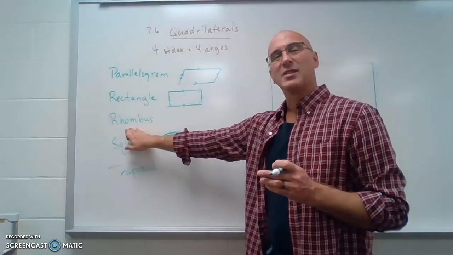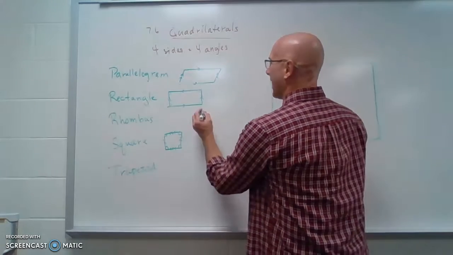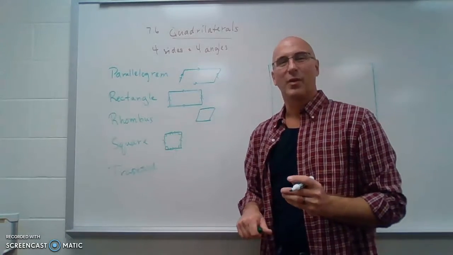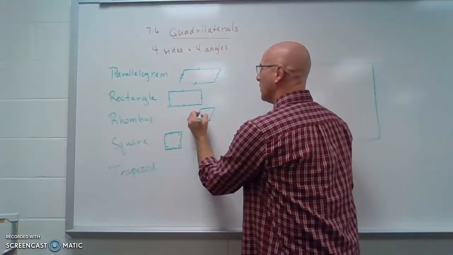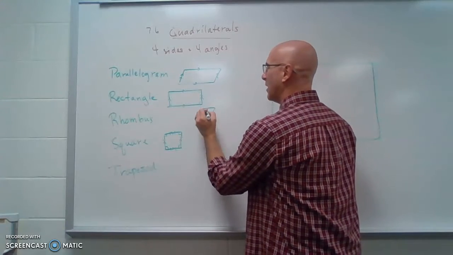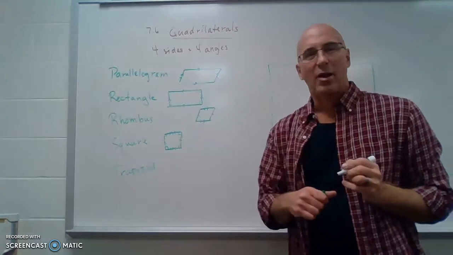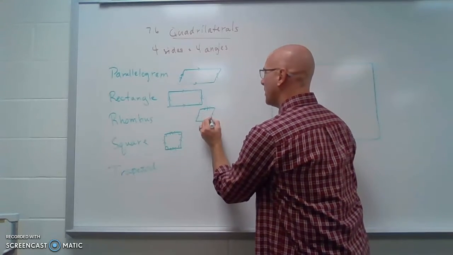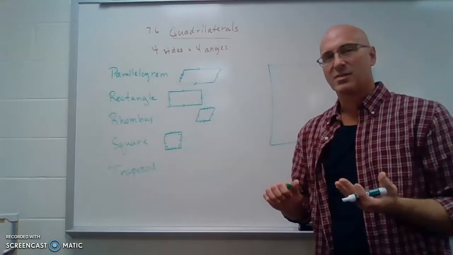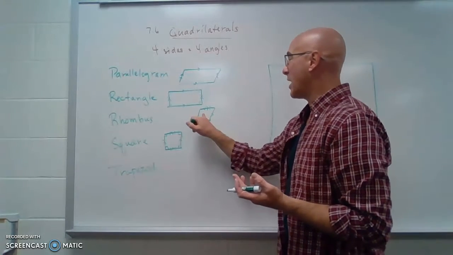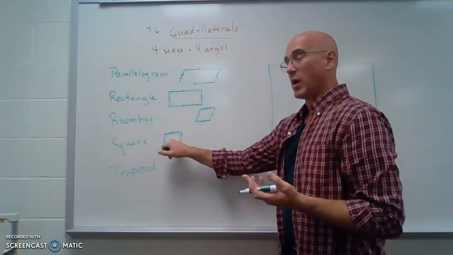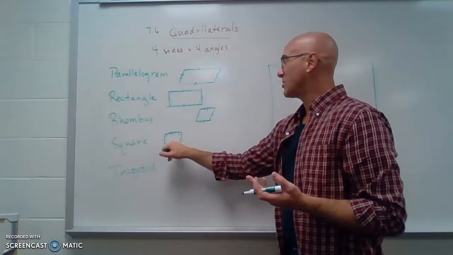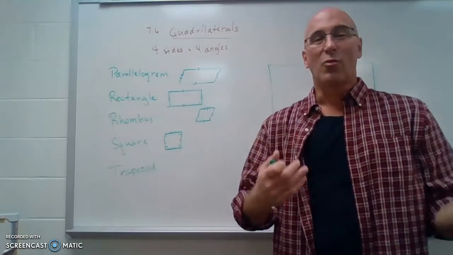Now, a rhombus, and what I always referred to that as is the squished square. Okay? We have 2 pairs of parallel sides, the ones opposite each other, and all of the sides are equal. The difference between a square and a rhombus is that the square has right angles and the rhombus doesn't. Okay? But a square is also a type of rhombus.